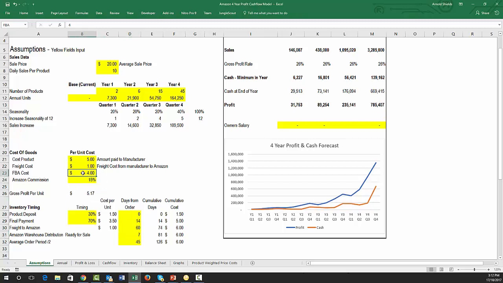And then we've got FBA cost. I mean, you should know that. You can look up Google FBA calculator and it'll tell you the price for that. Amazon commission, 15%. I'm just going to assume that everyone's in that 15% margin basis.